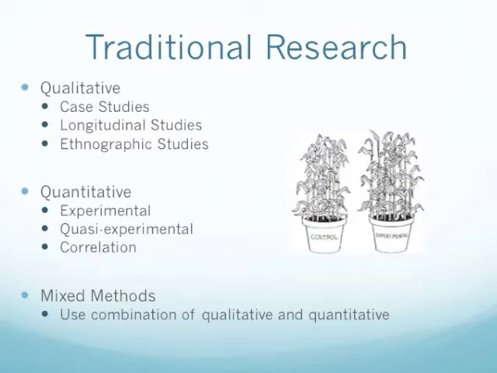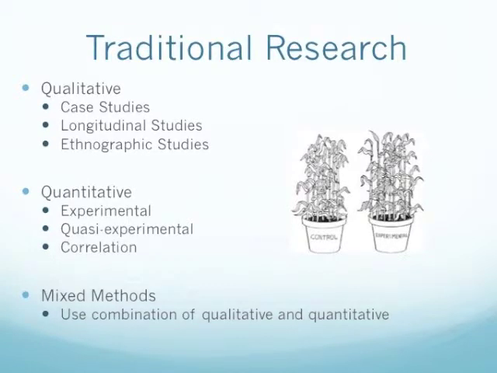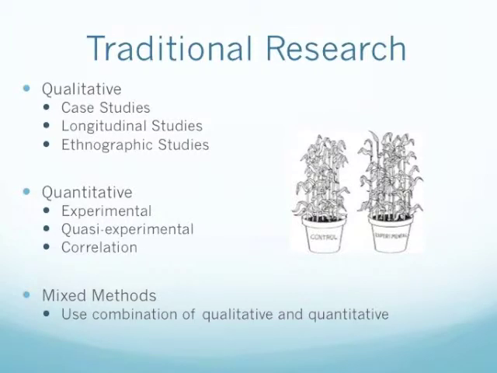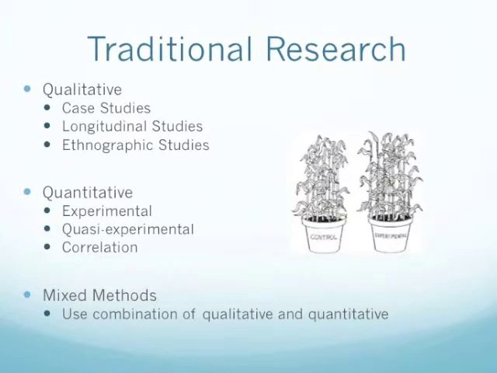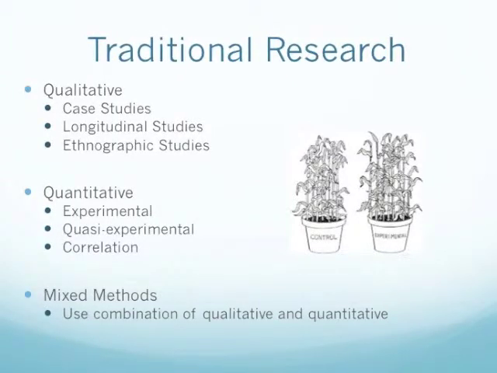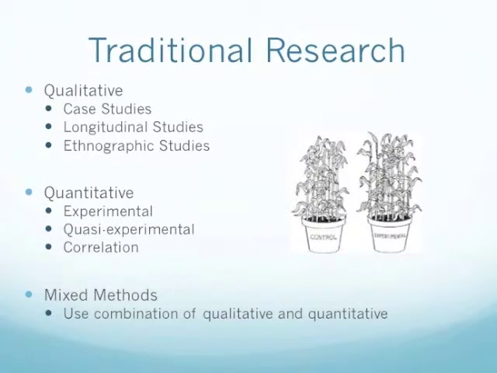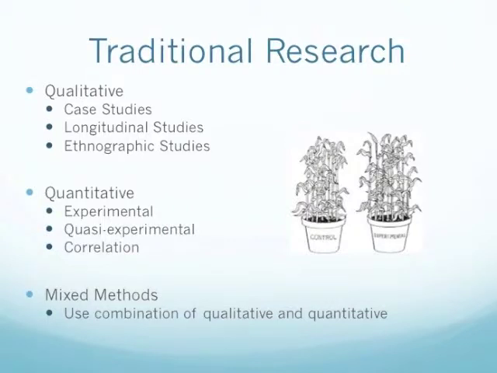And for our purposes, we'll talk about basically three different types of research: qualitative research, quantitative research, and mixed methods research. Qualitative research includes things like case studies, longitudinal studies, which means studies done over a long period of time, and ethnographic studies. Those are all examples of ways that we use qualitative types of information to gather information we need to answer a research question.